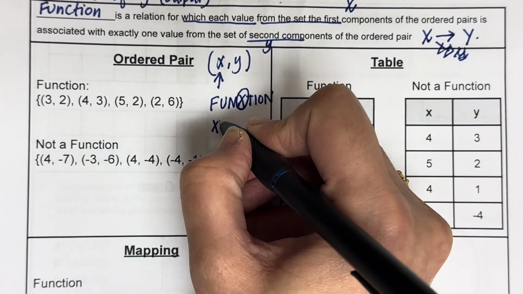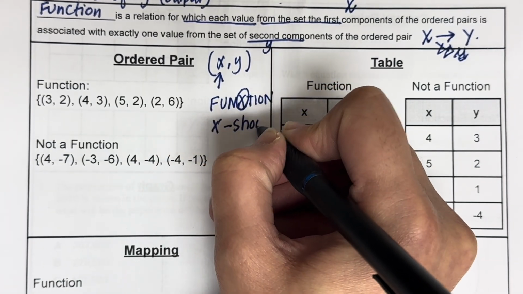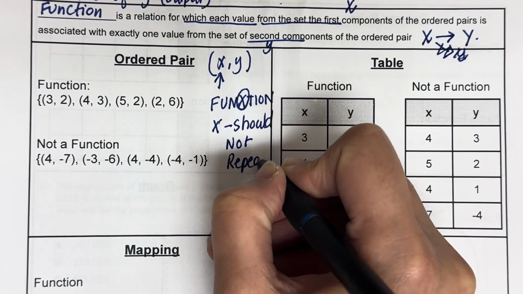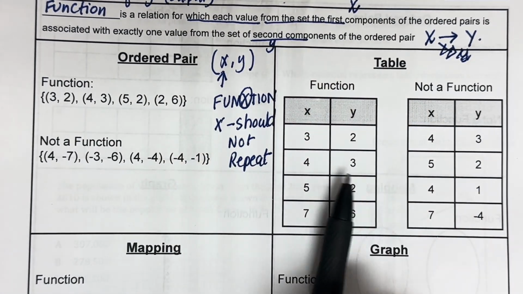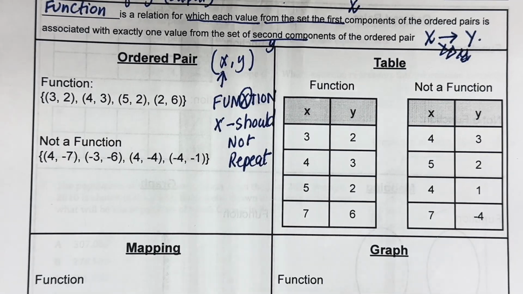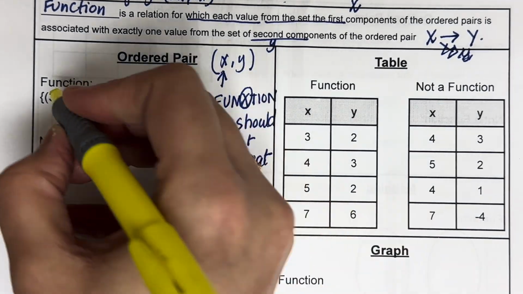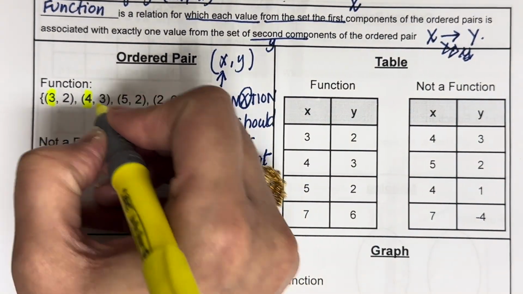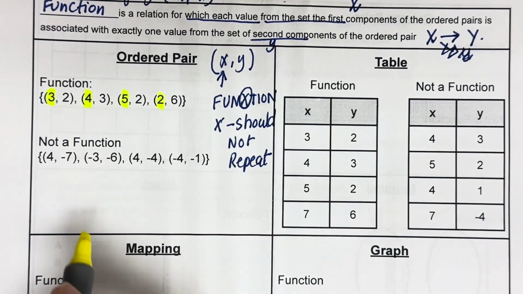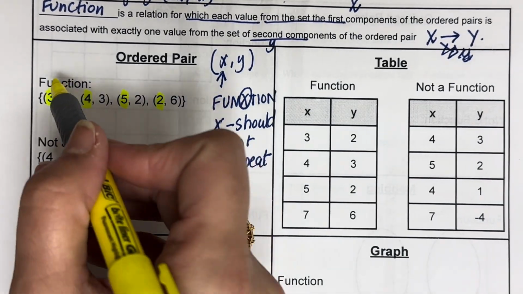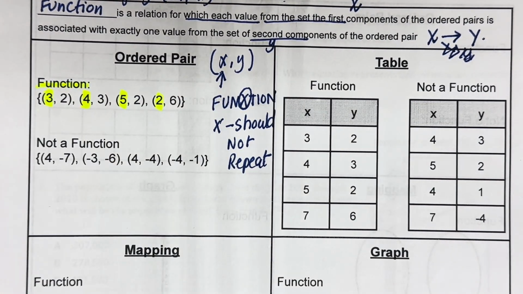So your condition is x should not repeat. There should be only one value of x. It should not be repeated more than once. So what you do is either circle or highlight just the x values: 3, 4, 5, 2. All of them are different. So this is a function.